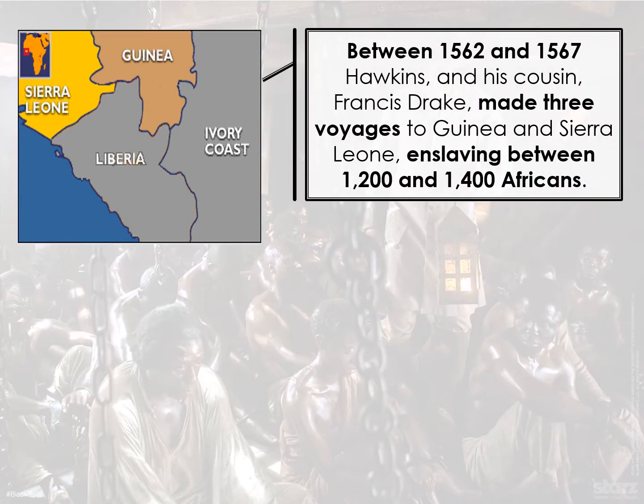Between 1562 and 1567 then, Hawkins and his cousin Francis Drake, who was a famous explorer, made 3 voyages to Guinea and Sierra Leone, which we've highlighted on this map here that you can see, enslaving roughly between 1,200 and 1,400 African people.